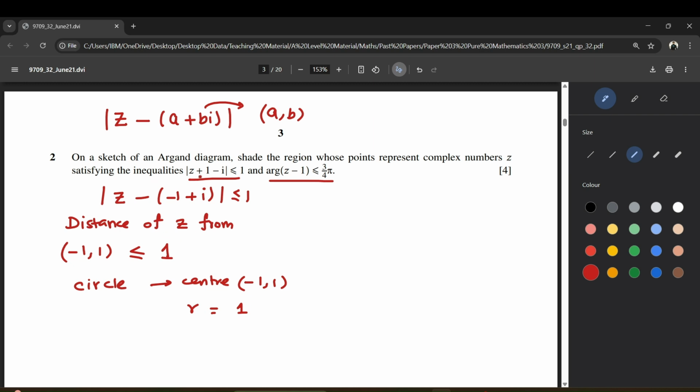Now that is the first part of this inequality. So we know that we have to draw a circle whose center will be minus 1, 1 and whose radius is going to be 1 unit. That's the first part. Let's come to the second part.